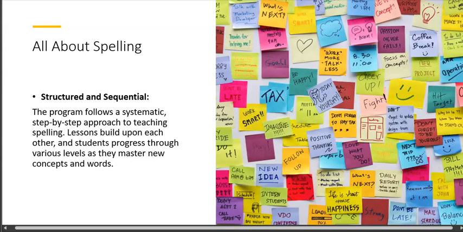Okay, then we have structured and sequential. So here we have a step-by-step approach to teaching spelling, where we build on each other to help us progress on various levels and master new concepts. So for example, if I am talking and you don't understand a specific word, you have the right to ask someone to spell it out for you word by word, so that you can easily understand it. So don't forget about that. Okay, it's very, very simple.